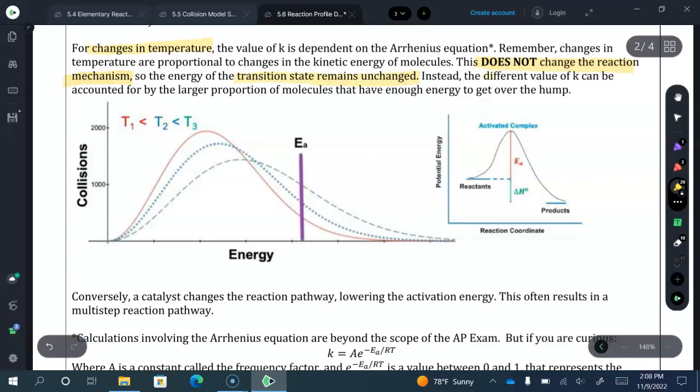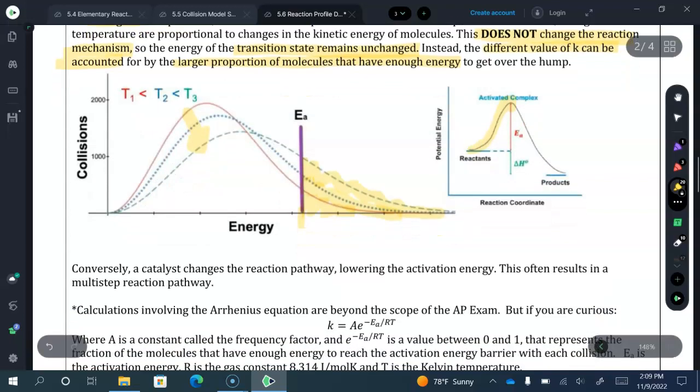Instead, a different value of K can be accounted for by a larger proportion of molecules that have enough energy to react or get over the hump. So the activation energy doesn't change. However, as I increase the temperature going from the red to the green line, I see that the area under the curve increases each time I increase that temperature. So I have more particles that are able to react. So I have more that are able to climb the hill or climb the mountain.